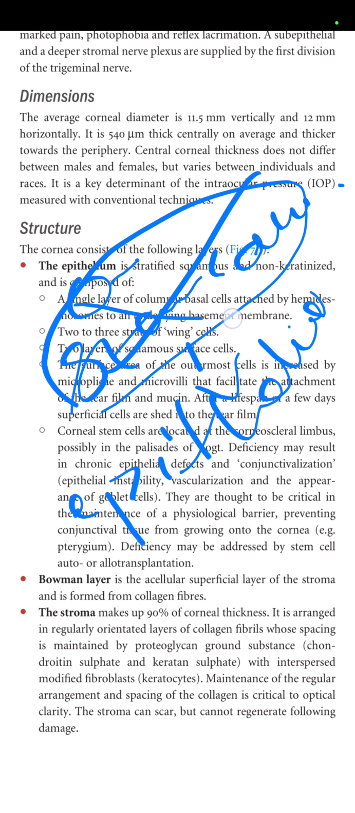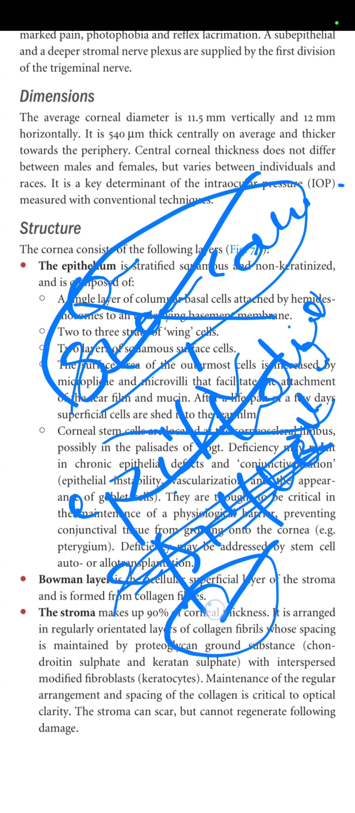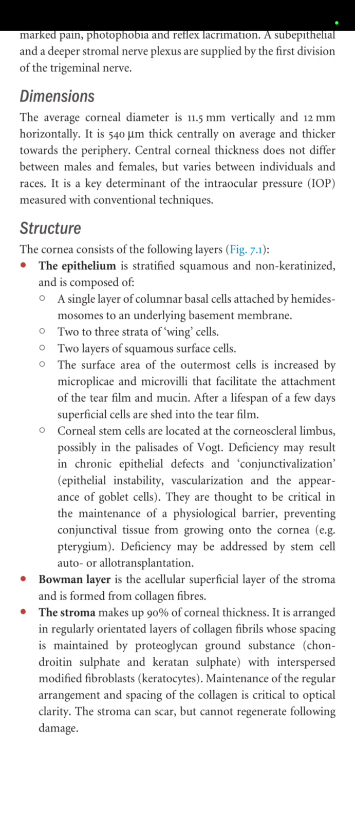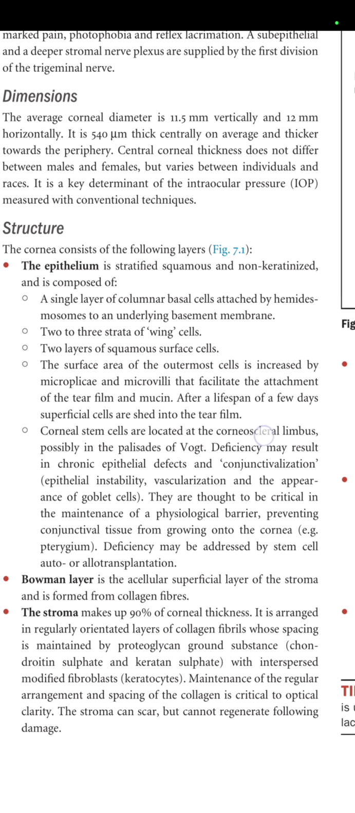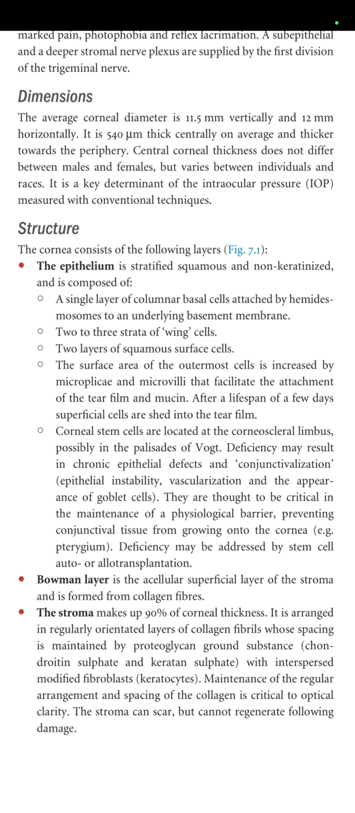So if the stem cells are damaged, there is no epithelial layer. The epithelium is already getting shed after a few days, so there will be no epithelium. If there is no epithelium, the cornea will be abraded. So the stem cells are very important. The stem cells are located at the corneoscleral limbus, possibly in the palisades of Vogt.